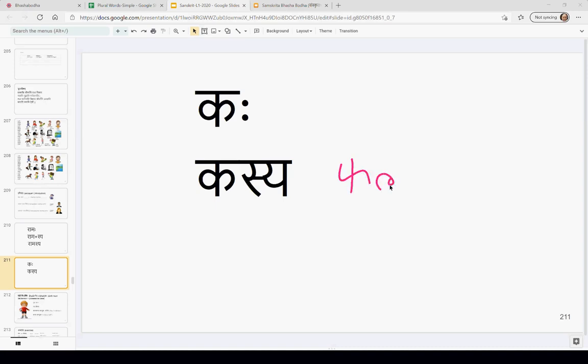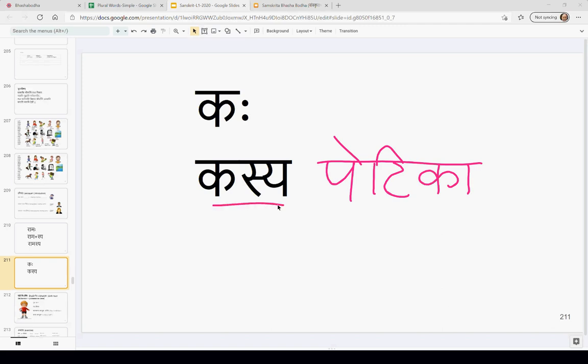Now, kasya phalam asti. Phalam is similar to pustakam. Phalam is a napunsakalinga word. And let's take some pullinga word or a strilinga word. Kasya petika asti. What is petika? Box. Kasya petika asti.